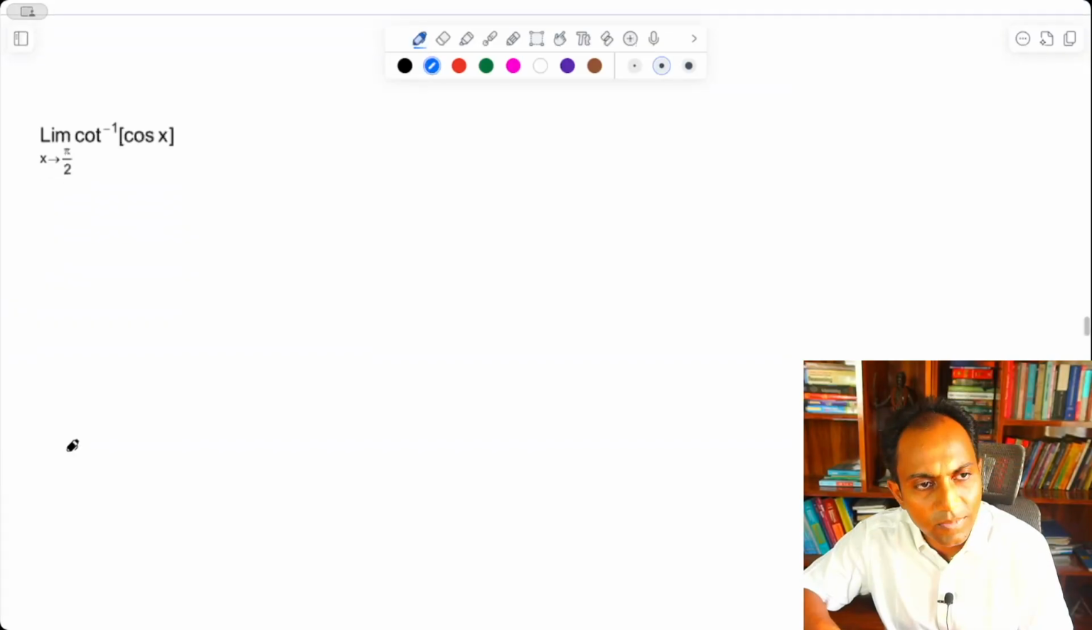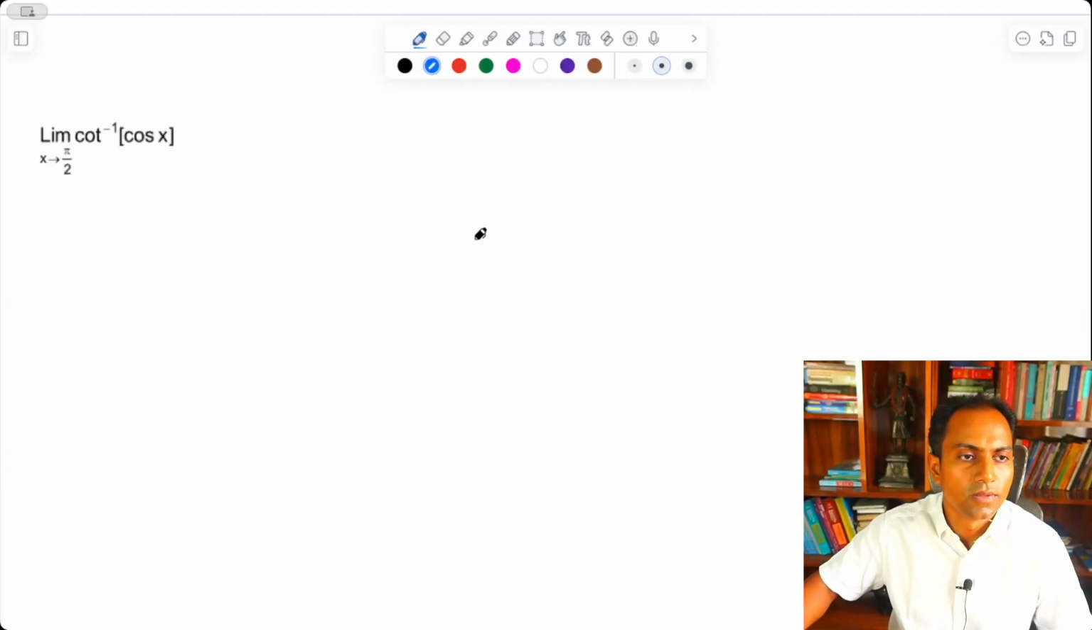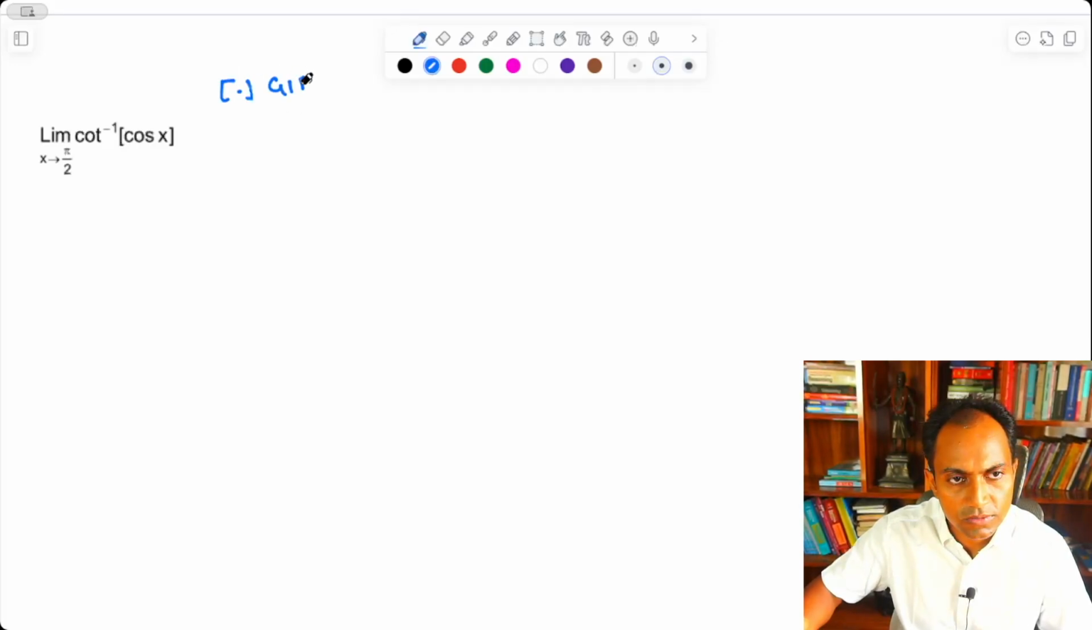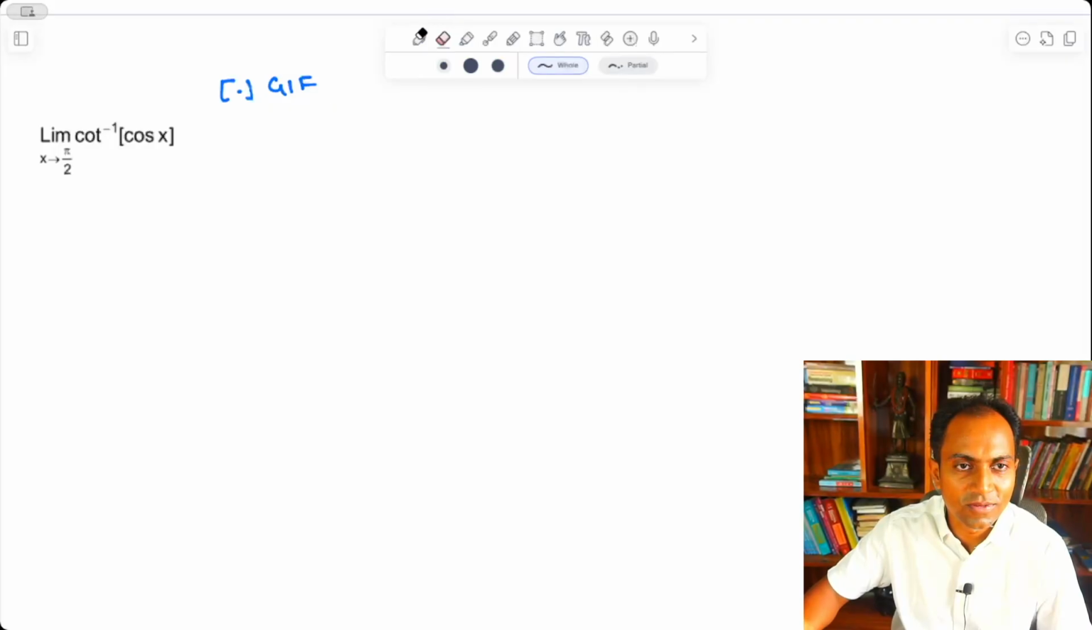Now let us say somebody is giving you this question. So now we will have to understand what this means. This bracket here means greatest integer function. This is something that they should have given. They haven't given it, but we will assume it to be so because I know what the question is, because the question was drafted by me.